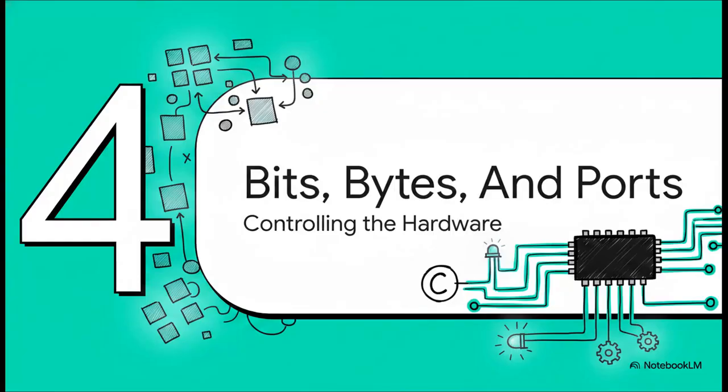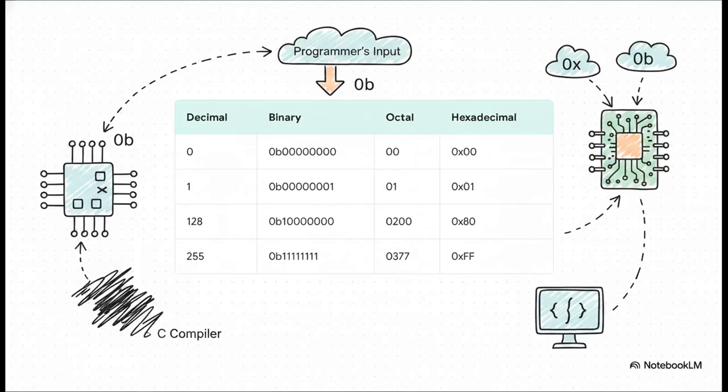Okay, Section 4, Bits, Bytes, and Ports. This is where we actually control the hardware. This right here is where software meets the physical world. Let's see how our C variables manipulate actual physical pins. To talk to the hardware, the C compiler relies on specific prefixes so it knows exactly how to read a number. A number with no prefix, that's just your standard decimal.